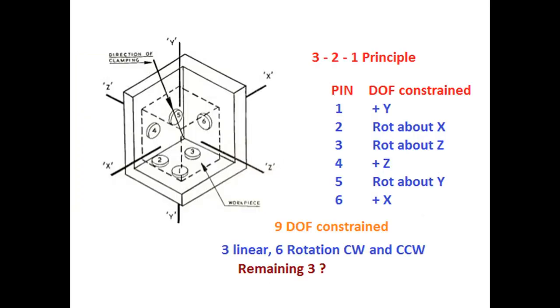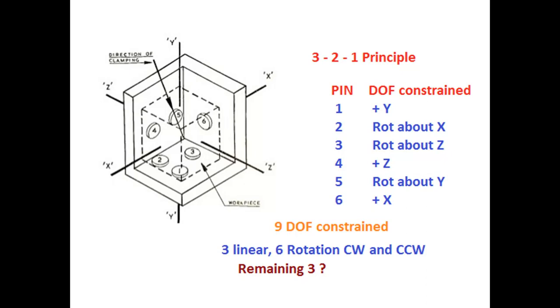If you see this figure, we can easily understand the 3-2-1 principle. Pin number 1 will restrict the rotation about y. Pin 2 will avoid the rotation about x, and the third pin will avoid the rotation about z. The fourth pin will avoid the linear movement along the z direction in one direction. The fifth pin will restrict the rotation about the y axis, and the sixth pin will restrict the linear movement along x. So like this, 6 rotary degrees of freedom and 3 linear degrees of freedom can be constrained by using the 3-2-1 principle.